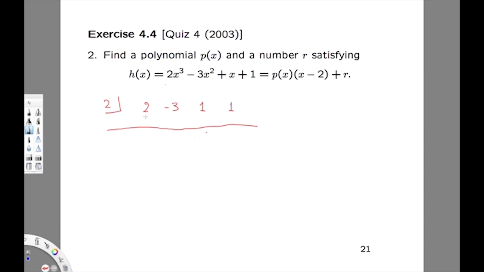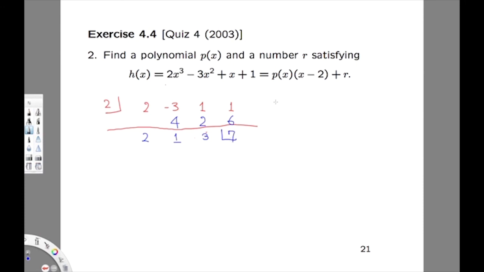Okay, let me do it. First bring this 2 down, then multiply by 2 and write it here, and then add them together, you get 1. Multiply by 2, you get 2, and add them together, you get 3. Again multiply by 2, you get 6, and add them together, you get 7, right?